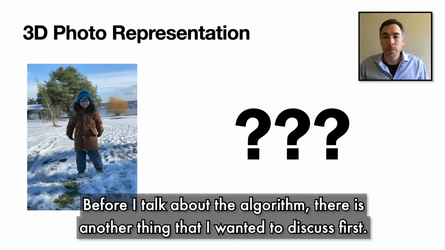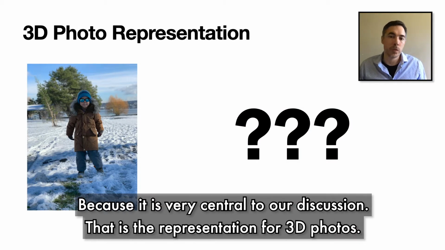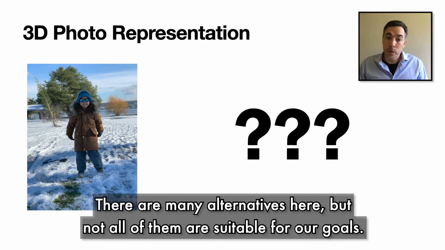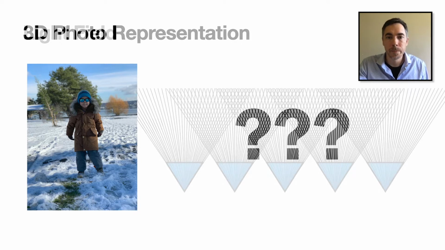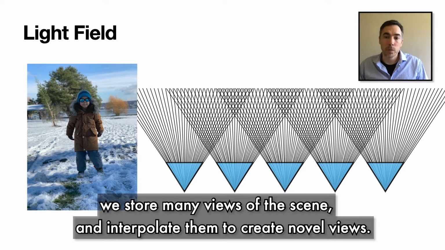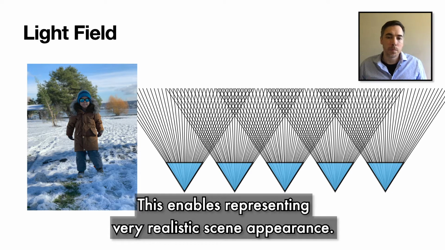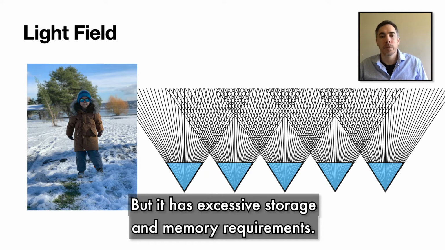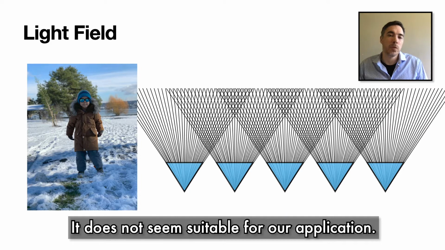Now, before I talk about the algorithm, there's another thing that I want to discuss first, because it's very central to our discussion, and that is the representation for 3D photos. So there's many alternatives here, but not all of them are suitable for our goals. In a light field, for example, we store many views of the scene and interpolate them to create novel views. And this enables representing very realistic scene appearance, but it has excessive storage and memory requirements, so it does not seem suitable for our application.